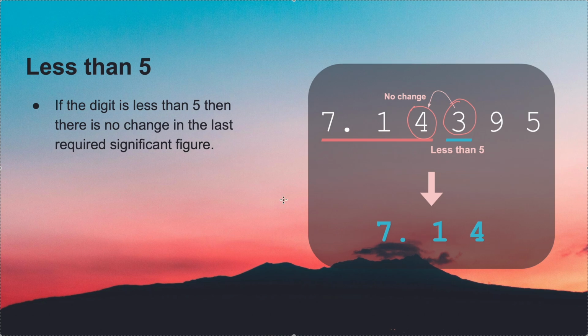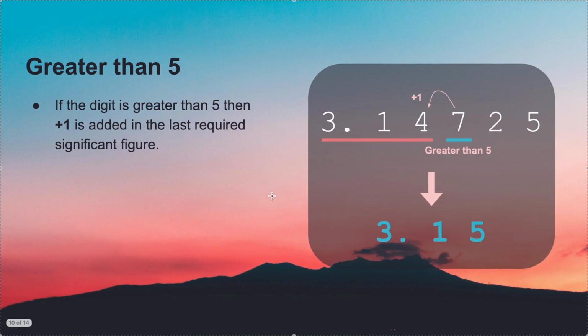So moving on with the second category, we have the digits that are greater than 5. As for the digits that are greater than 5, we can say that if the first digit that comes right after the required significant figure is greater than 5, we will add plus 1 to the last significant figure. Now looking at the slide, we have the value given as 3.14725.